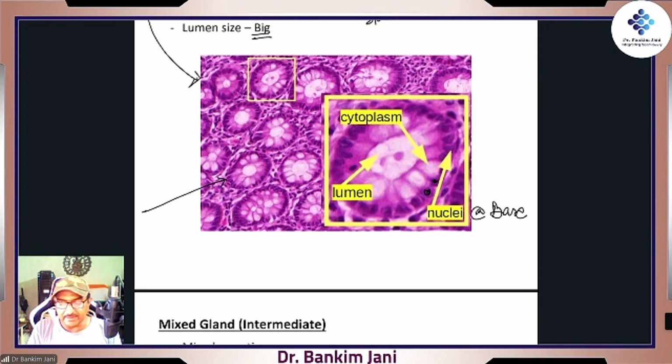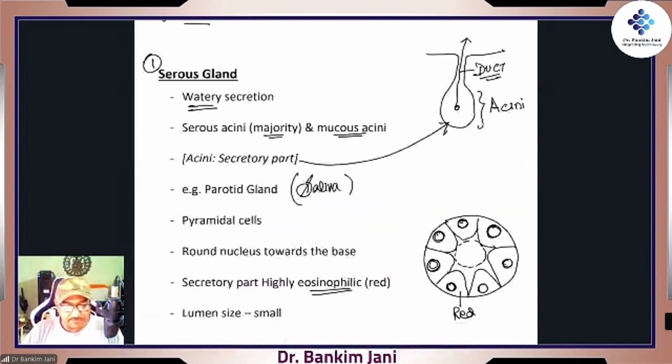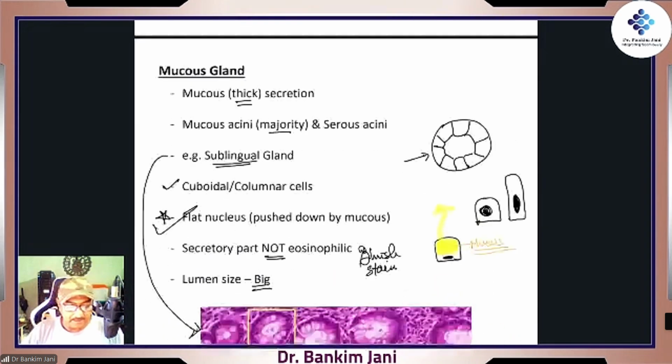The lumen size is pretty big, and this cytoplasm is nothing because it has a large amount of mucus. That is what will be released into the lumen. So these are the two very important and very clear differences between serous and mucus gland. Now, from this, so many questions can appear in your exam.